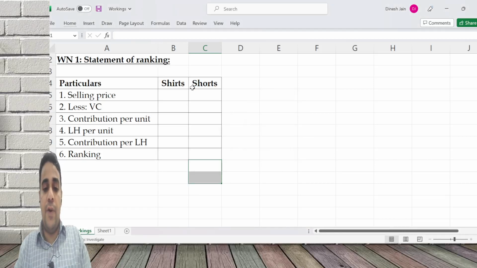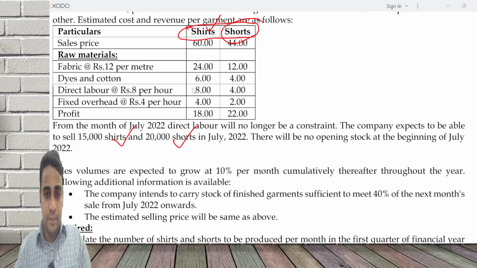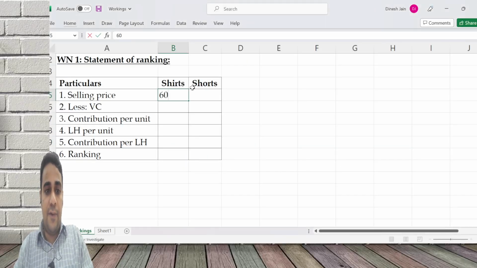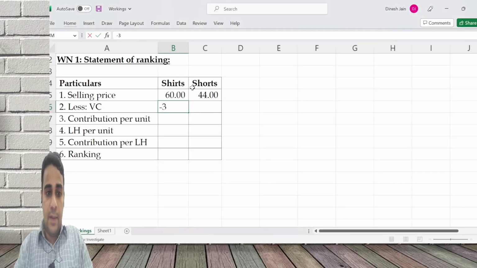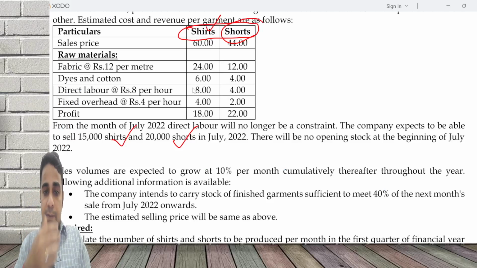Which is more profitable? Selling price less variable cost, contribution per unit, labor hours per unit, contribution per labor hour, and ranking. Selling price is 60 and 44. Variable cost is 24 plus 6 rupees plus 8 rupees. Fixed overhead alone will not come. 24 plus 6 plus 8, and for the other, 8 rupees.